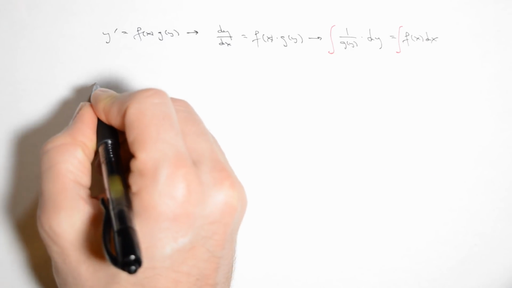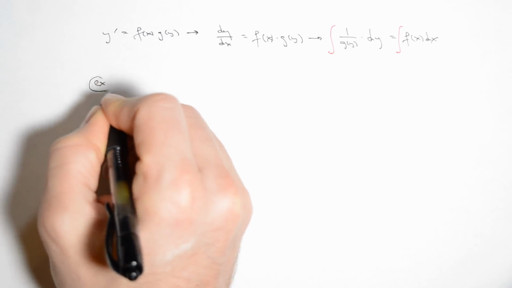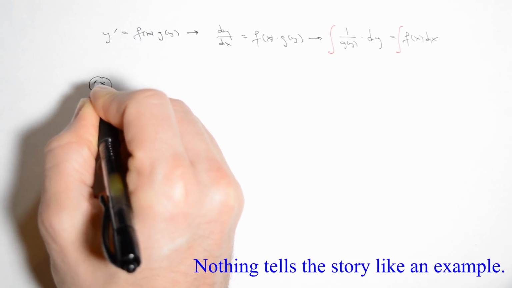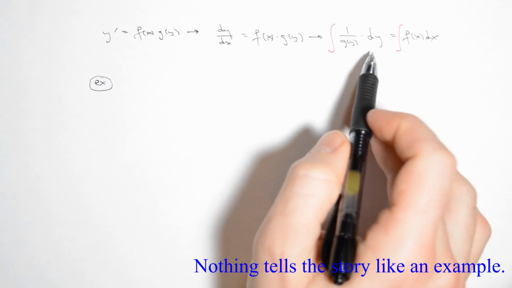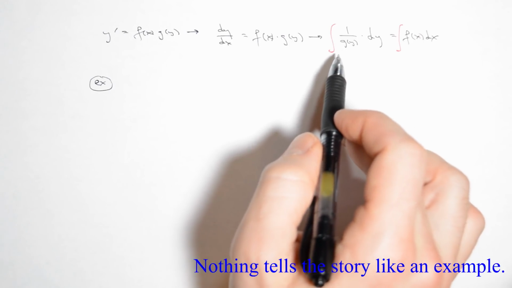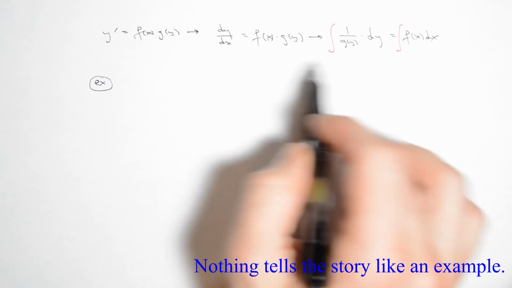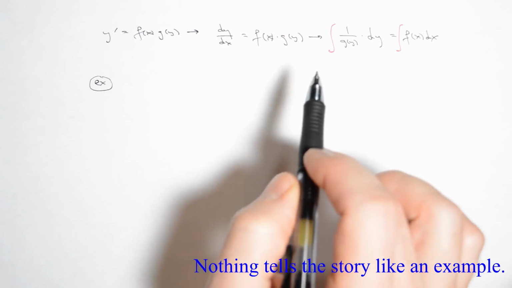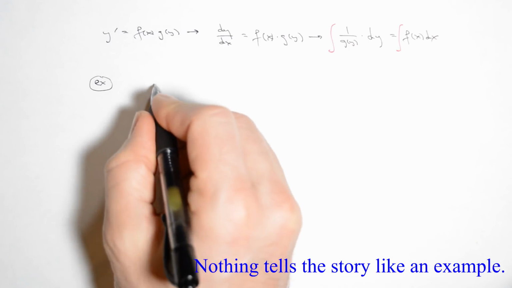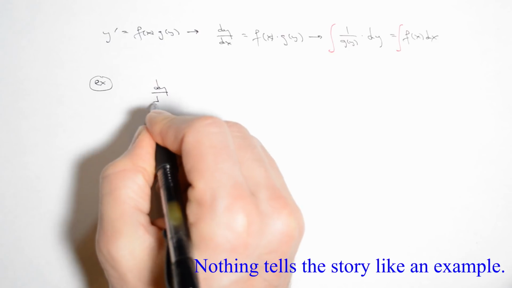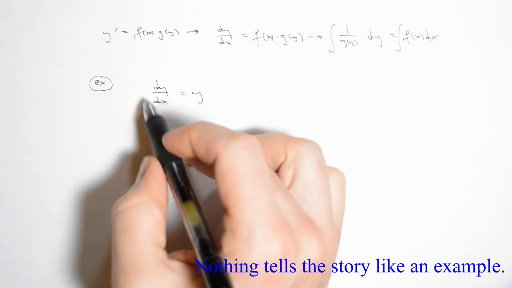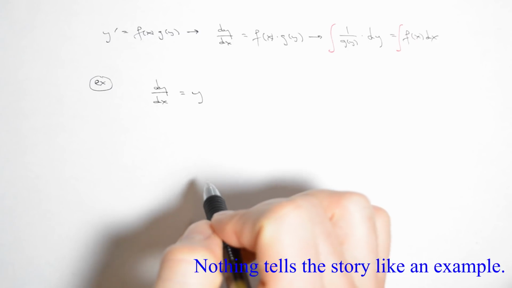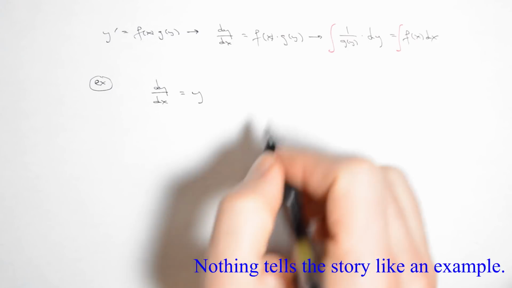Okay, look, nothing tells the story like an example. Let that be your mantra in mathematics. Theory, while dense and compact, containing a lot of information in just a few strokes of the pen, is difficult to understand. Let's look at an example. How can we use separation of variables to solve this differential equation?